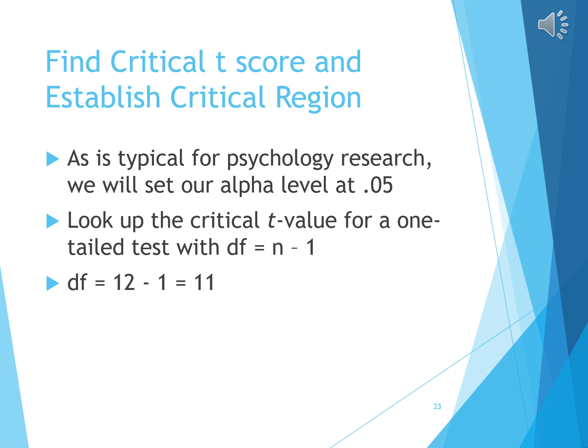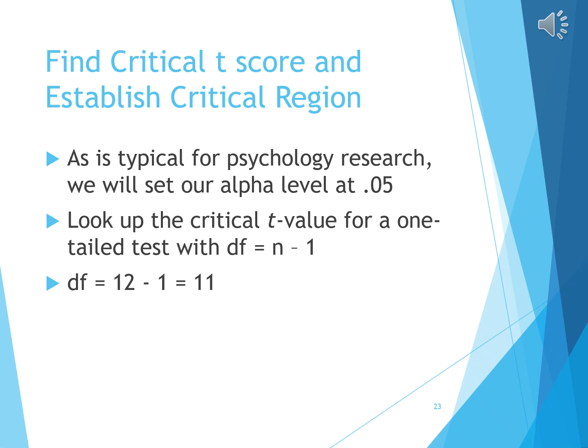So we have to figure out if our observed t-score is more extreme than a critical t-score that we have to look up in a table. How are we going to do that? Well, we know that our alpha level is going to be 0.05, and we originally had a one-tailed test, or a one-tailed hypothesis, because we did have a specific directional alternative hypothesis.